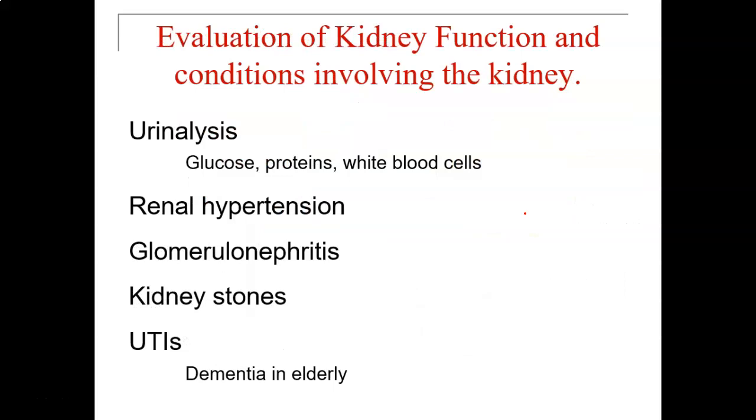The last thing we'll cover here is the evaluation of the kidneys, looking at some different conditions, some different problems which might arise from the kidneys. One of the ways that we assess the kidneys is through a urinalysis. Just think of that as a urine analysis. Now, when we think about what we can assess, we see glucose, proteins, white blood cells. Those are just some of the things.